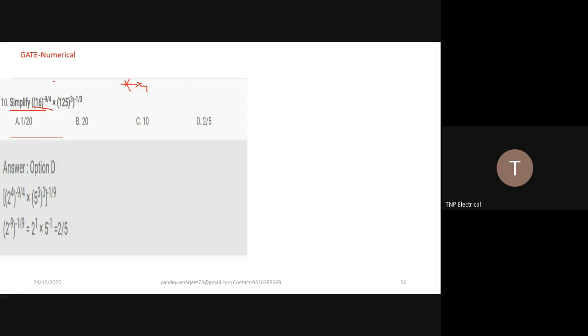So we can now write 16 as 2 to the power 4, into minus 9 by 4, and 125 can be represented as 5 to the power cube. Now 2 to the power 4 to the power minus 9 by 4, both get cancelled. You get 2 to the power minus 9. Here again, 9 you can represent as 3 square, so it will be minus 1 upon 3 into 3. This gets cancelled with this, so you get only minus 1. So the answer will be this.